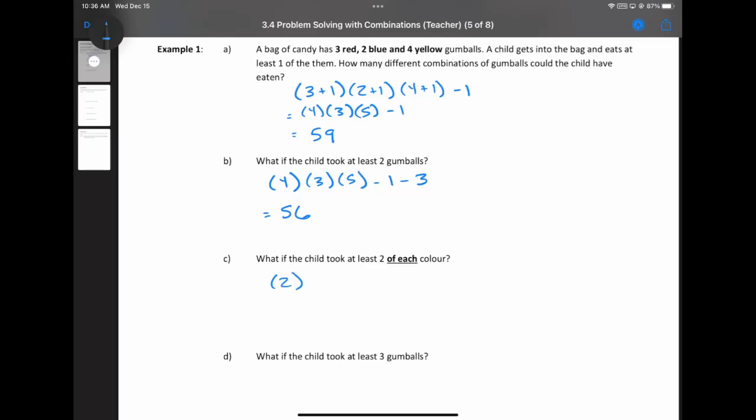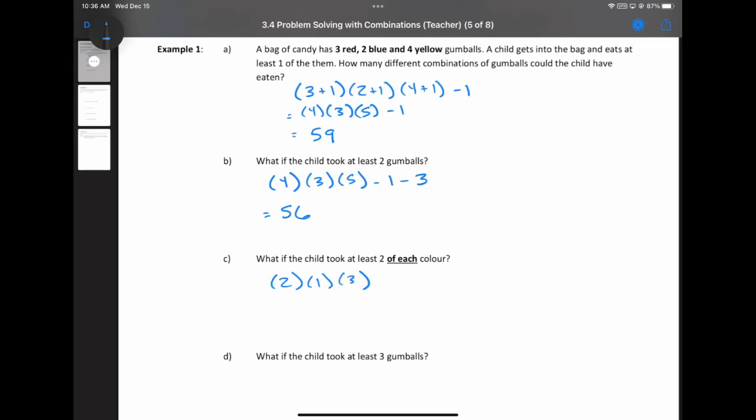Then they get to the blue gumballs. There's 2 blue gumballs. They must take at least 2. There's only one choice they have there. They have to take both of them. For the yellow gumballs, they can take 2, 3, or 4. That gives them 3 options.